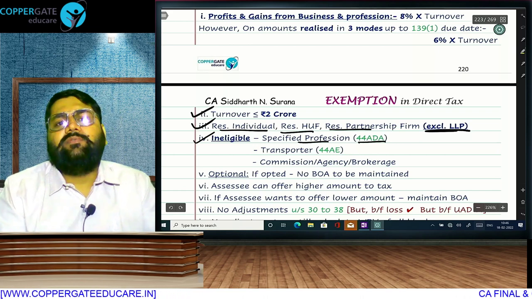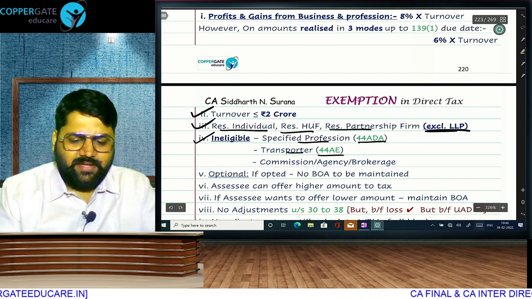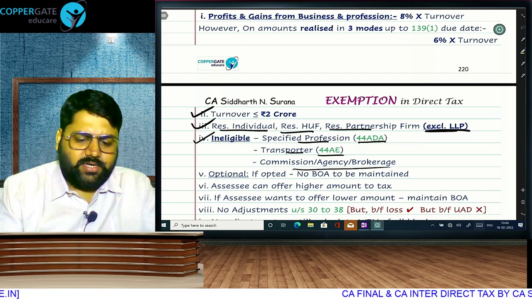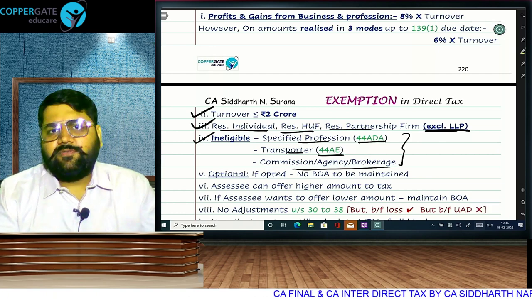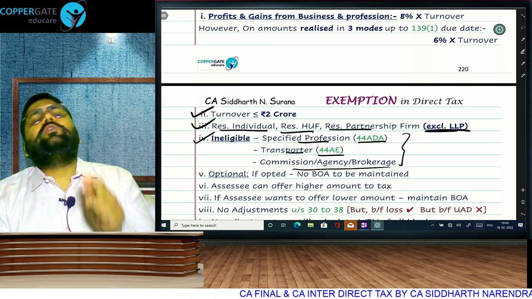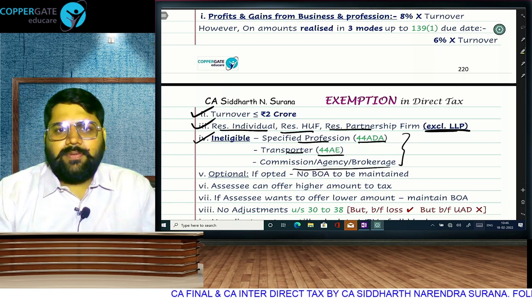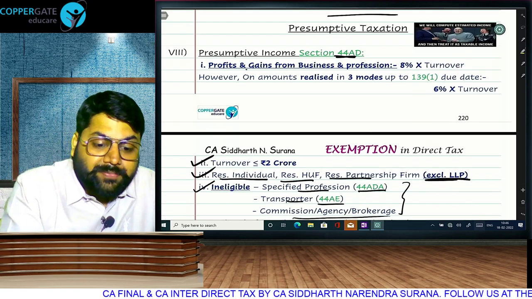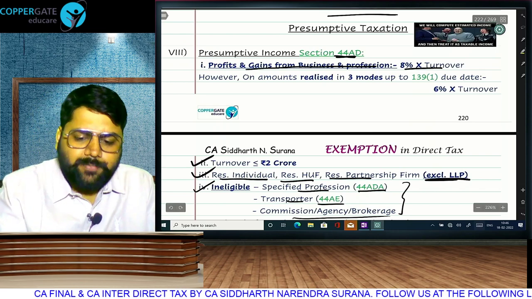Anybody who has a specified profession, we have a separate section 44ADA for them. Transporter, we have a separate section 44AE, and anybody who is in commission agency or brokerage business, these three businesses will be ineligible for 44AD. Turnover up to 2 crore, resident individual, HUF, firm excluding LLP, and three people excluded. Once these conditions are satisfied, what will be your PGBP? This is not your income or tax liability, this is your PGBP: 8% of your turnover.